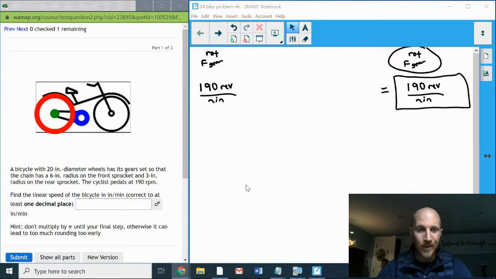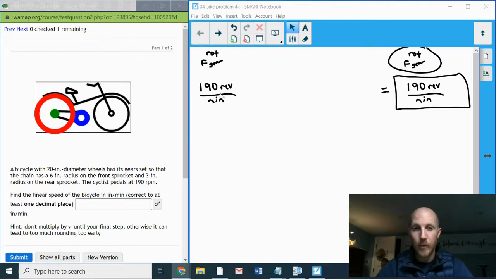That's what touches the ground. So I need to find the linear speed of the rear wheel. So we know from our previous work, we have to follow the speeds through the various parts of the bicycle, converting from one type of speed to the next to keep which speed is the same from one part of the machine to the next.